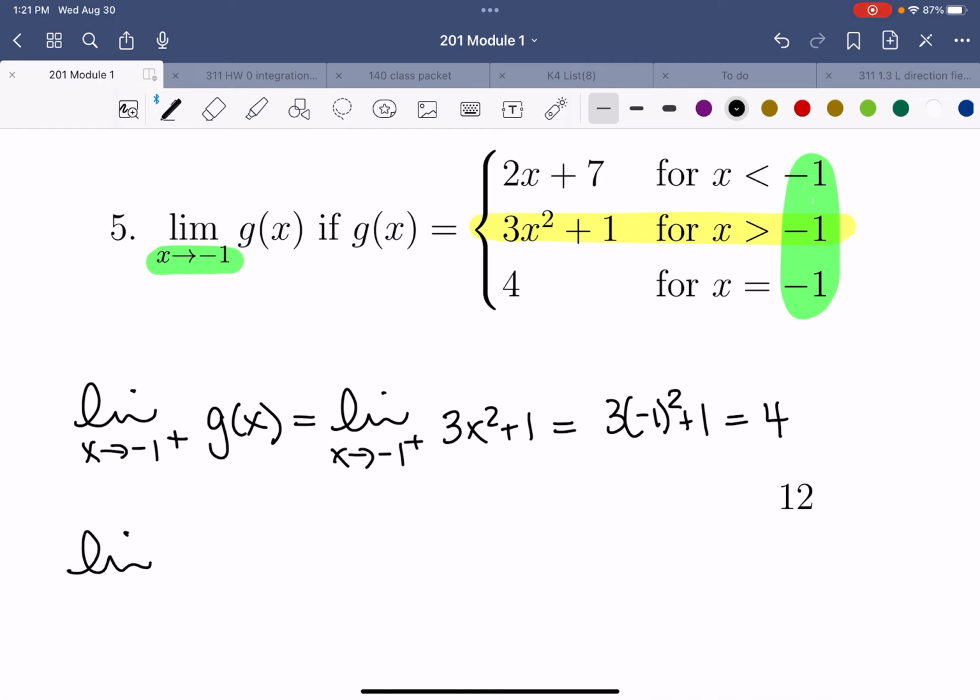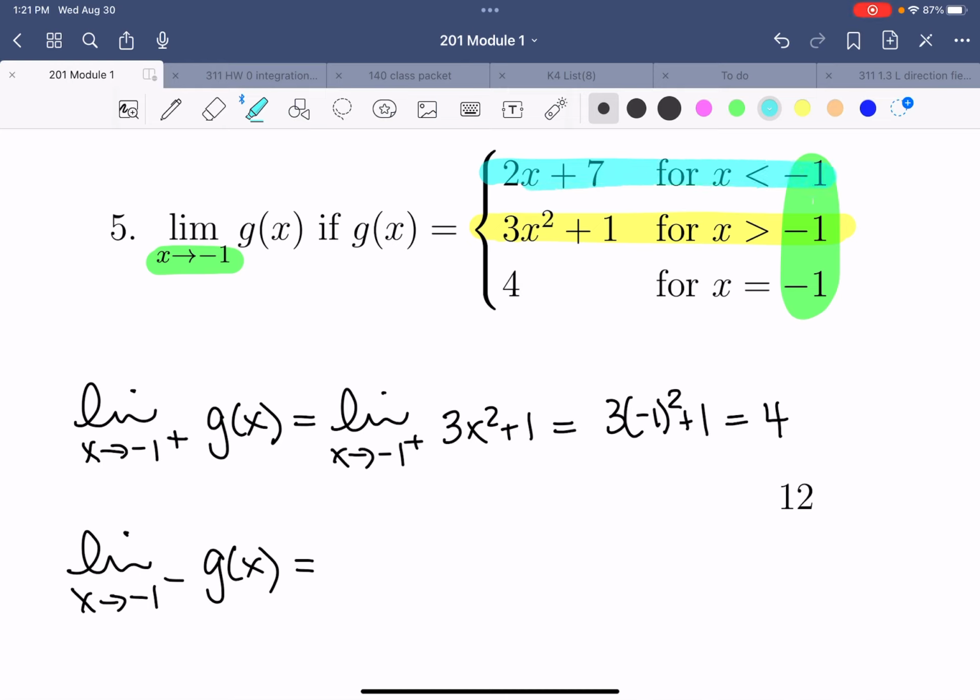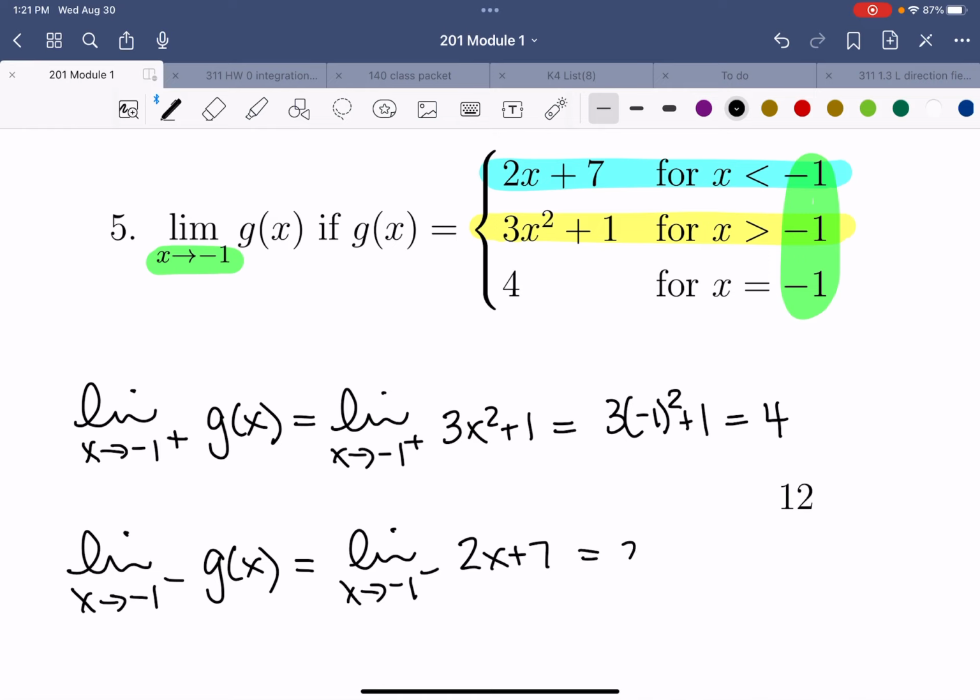Then we go ahead and look at the limit as x goes to -1 from the left of my function. And when I look at the pieces, to the left of -1 is when it's less than -1. So now we're looking at this blue piece here at the top, the 2x plus 7. So we want the limit as x goes to -1 from the left of 2x plus 7. And so we can go ahead and plug in our -1. So that's going to be 2 times -1 plus 7, and it looks like I get 5.